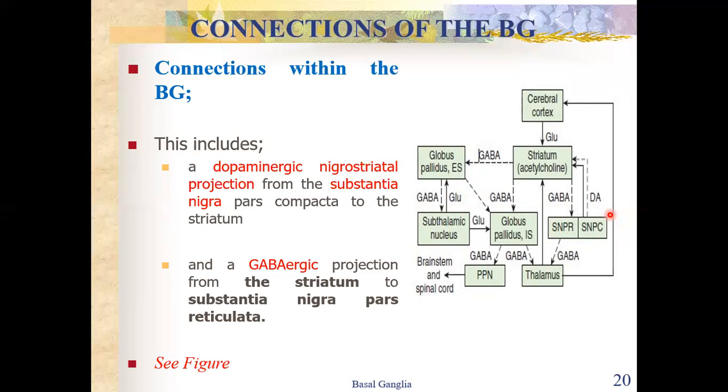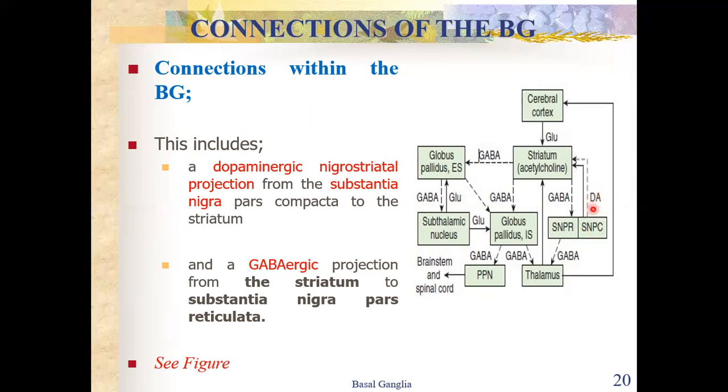These connections include the dopaminergic nigrostriatal projection from the substantia nigra pars compacta to the striatum. Remember, the striatum is made up of the caudate nucleus and the putamen. So there is a projection of dopaminergic neurons from the substantia nigra pars compacta to the striatum. That pathway is known as the nigrostriatal pathway, and that is the dopamine pathway.